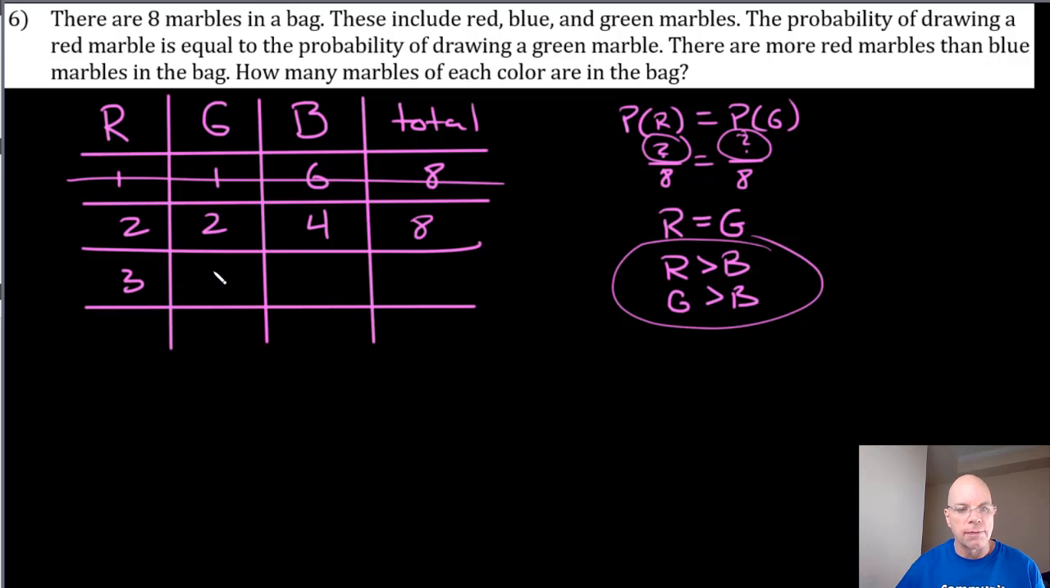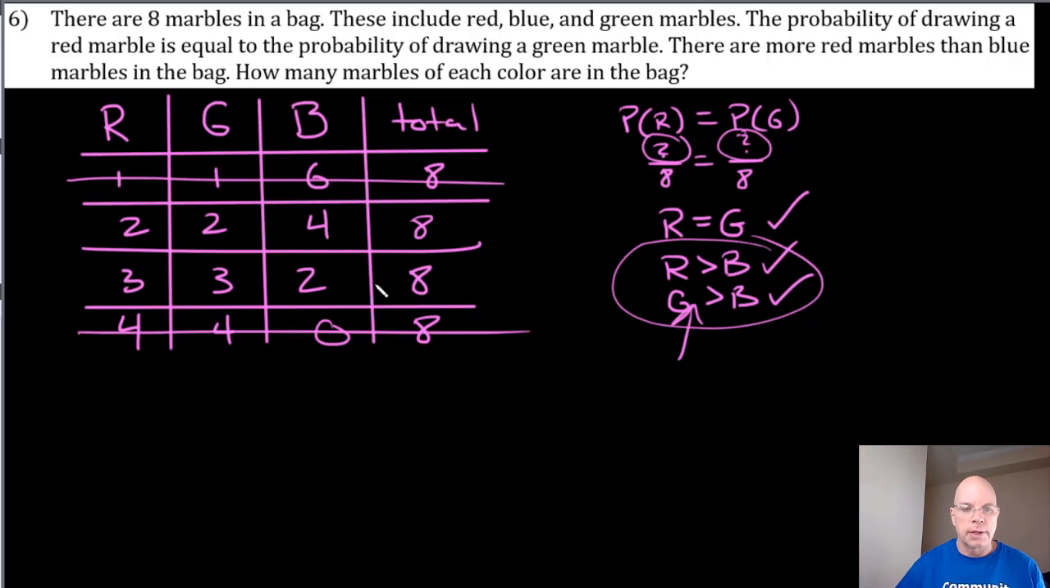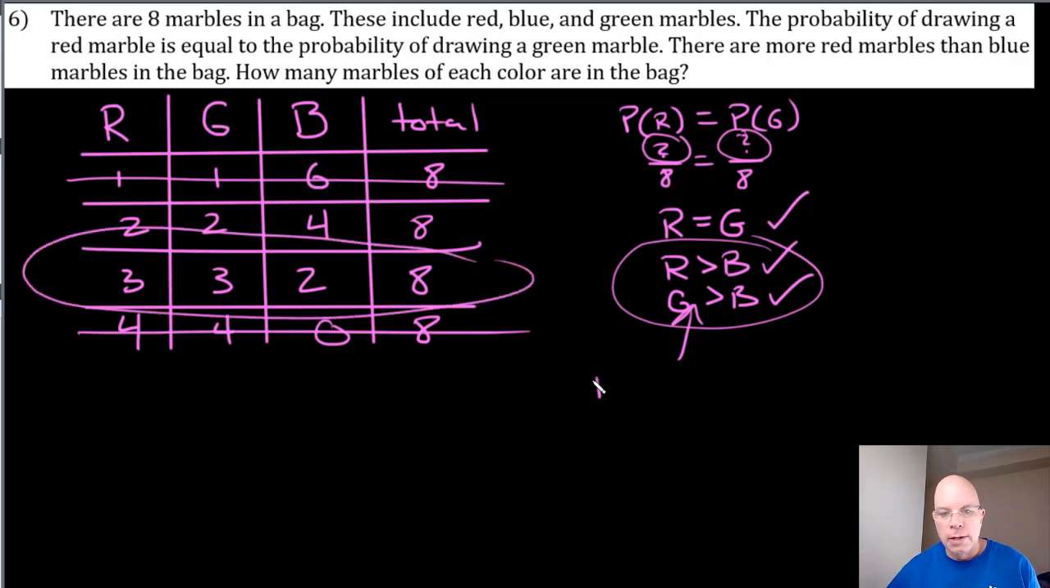If, however, we had 3 red and 3 green, that would be 6, leaving us with 2 blue marbles, and then all of these would be satisfied. Red equals green, red is greater than blue, and green is greater than blue. Just to show that that has to be the solution, if we had 4 red and 4 green, that would be 0 blue, which you might imagine could be a possibility, except the problem states that there are 8 marbles and they include red, blue, and green. That implies that there are some blue. And so this is the only real possibility. So red equals 3, green equals 3, and blue equals 2.